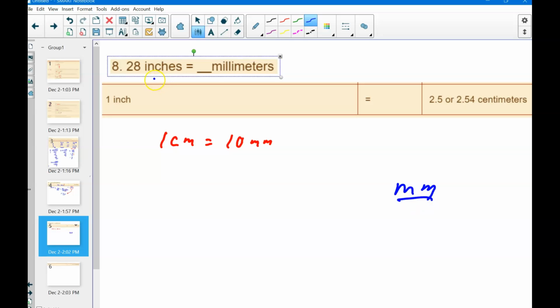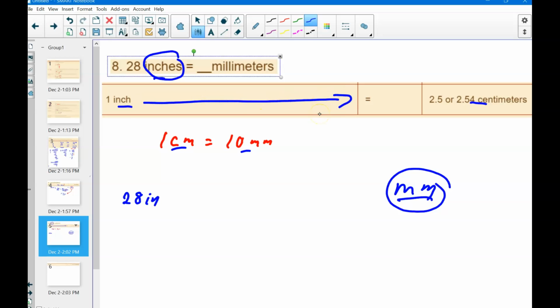But I'm starting with inches. I have two connections here, 1 inch in centimeters and millimeters. Those are my connections. So I know my end point, I know my starting point, I got to get there. So I have 28 inches. I want the inches to cancel. So I'm going to use this relationship up here, and I'm going to put the inches on the bottom. I'll multiply 2.54, centimeters on top, inches on the bottom.